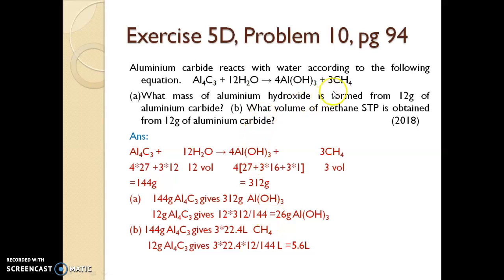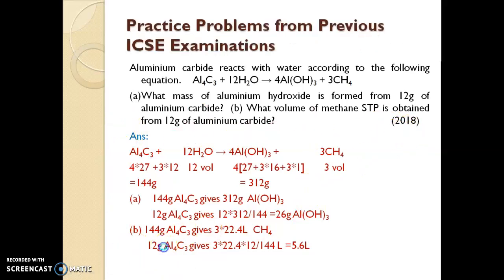Next, you have to find out the volume of methane. Now 144 gram of aluminium carbide gives 3 into 22.4 liter of methane. So how much will be obtained from 12 gram? Now it is not necessary that in the examination all these atomic masses or the volume will be given. So you have to remember all this. This I am telling you since day 1. Now this question had come in 2018.